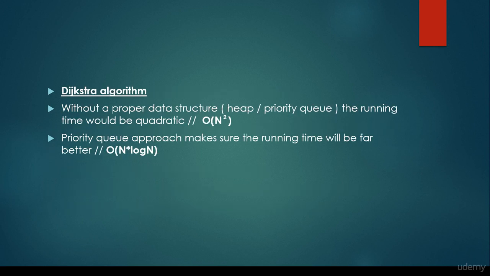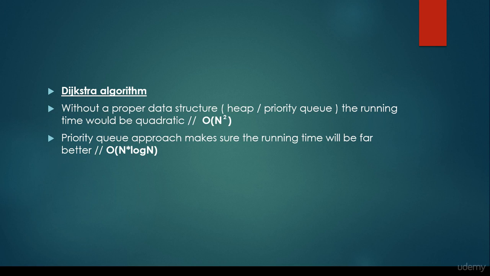So let's consider two important examples. First, the Dijkstra shortest path algorithm. Without a proper data structure, a heap or a priority queue, the running time would be quadratic, so O(n squared). So if we would like to find the shortest path in a graph where the number of edges is equal to n, then the time complexity of this algorithm is going to be O(n squared).